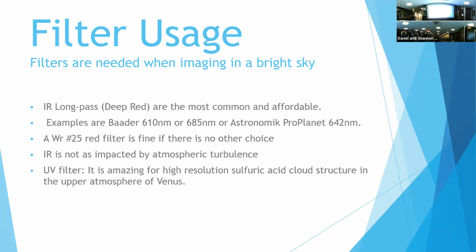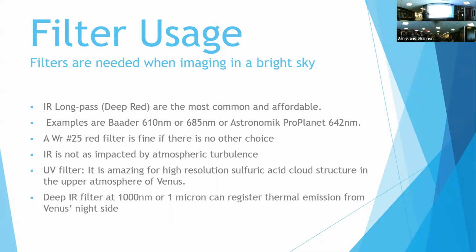But if you have an ultraviolet, UV filter, it's amazing for high resolution of the sulfuric acid cloud structure in the upper atmosphere of Venus. So you use the ultraviolet filter for Venus when it's much higher in the sky, because the ultraviolet light penetrates much more through the atmosphere when it's nearly overhead than when it's low in the sky. It won't penetrate much to the dense part of the atmosphere. That's why when the sun gets low in the sky, it appears reddish, because the blue light is absorbed. It's the same thing. If you image Venus when it's low in the sky, even during the daytime, it won't be as bright, then you need a longer exposure, and then you're going to run into more seeing problems. So it's better to image Venus much higher in the sky using the ultraviolet filter, and you use a shorter exposure.